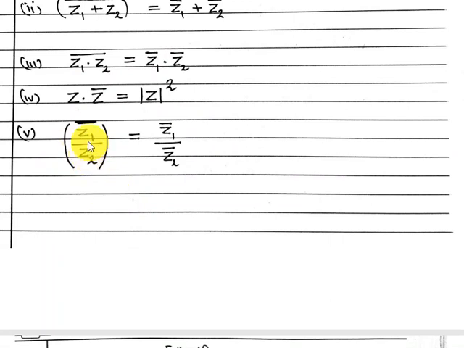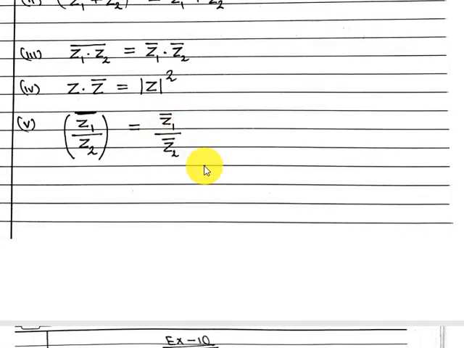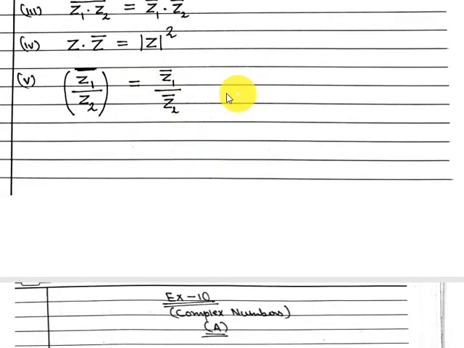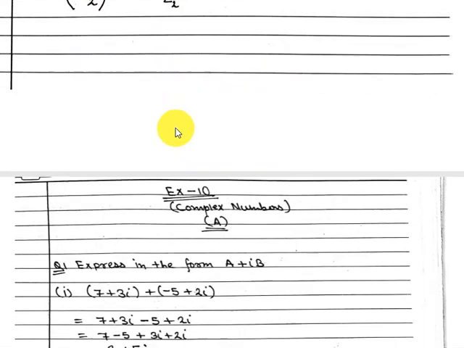Next, suppose we have two complex numbers Z1 and Z2. Z1 divided by Z2, and then you take the conjugate. That is equal to Z1 conjugate divided by Z2 conjugate. This could also be verified by taking examples. You can take two complex numbers and try it by yourself.